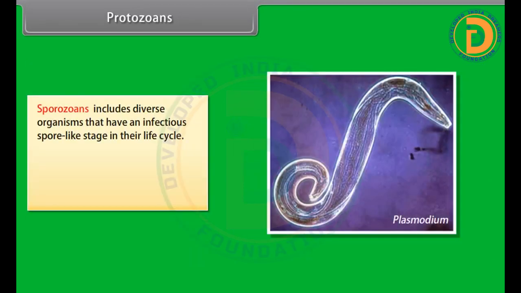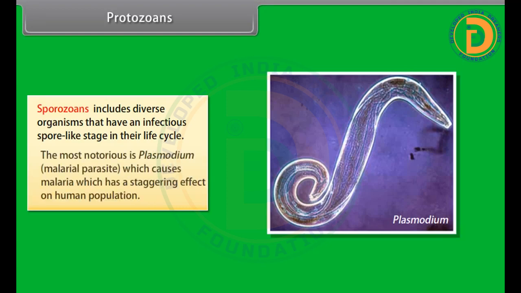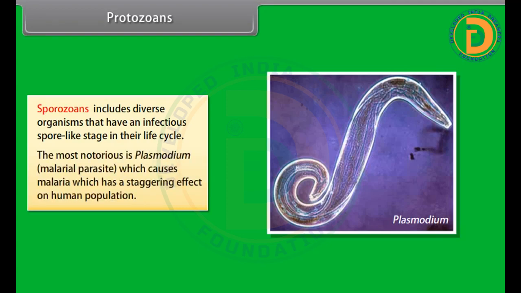Sporozoans include diverse organisms that have an infectious spore-like stage in their life cycle. The most notorious is Plasmodium, the malaria parasite, which causes malaria, which has a staggering effect on the human population.